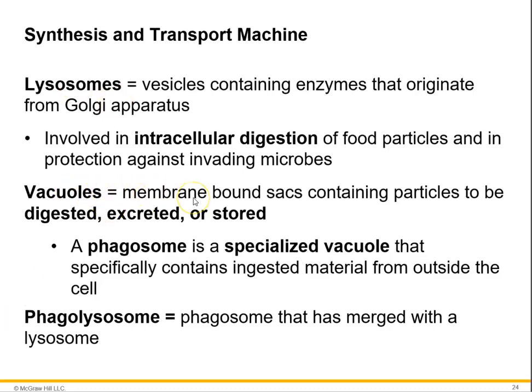Vacuoles, these are membrane-bound sacs that contain particles that are either supposed to be digested, excreted, or stored for later. A phagosome is a special vacuole, and what it is, it contains ingested material from outside of the cell, and when that phagosome comes into the cell, a lysosome fuses with it, forming a phagolysosome.